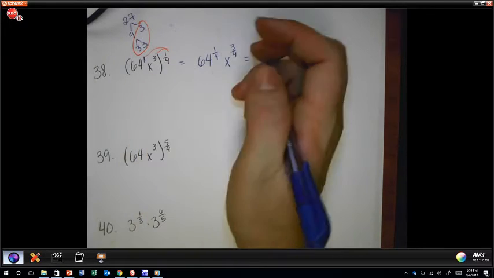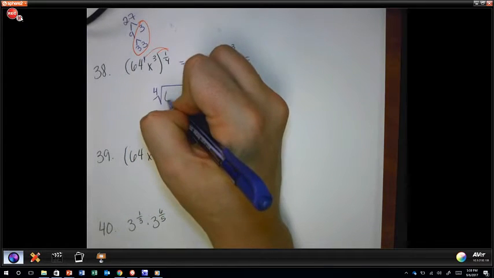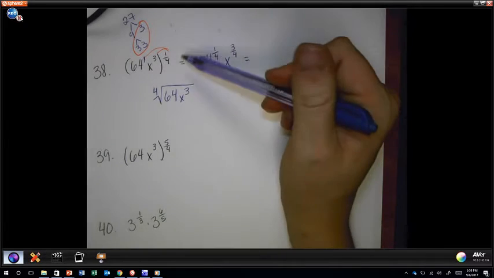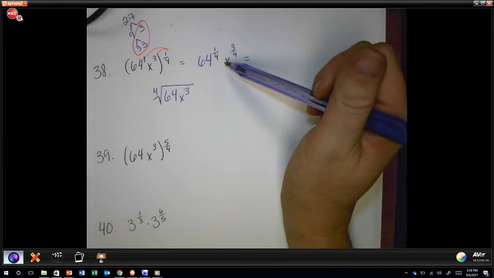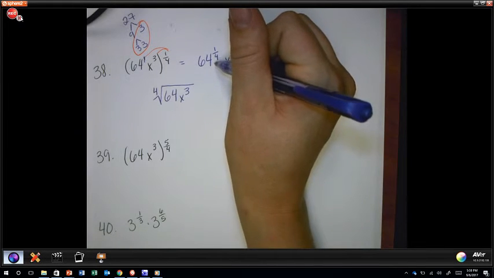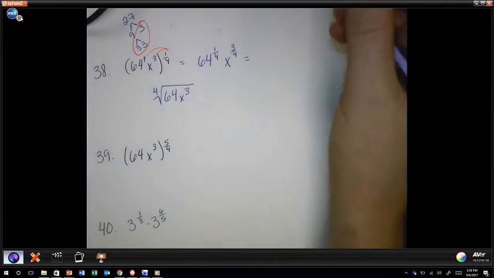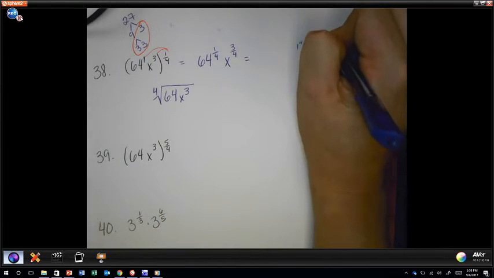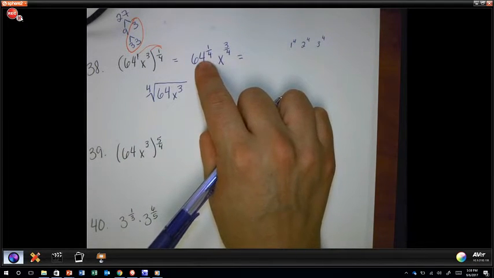Now, I could write this entire thing that's under the parentheses, in the parentheses, under the radical. Sometimes that helps when I'm taking factors out, and other times this way is easier. Let's think about this. 64 is not a perfect fourth. To find perfect fourths, we do 1 to the 4th, 2 to the 4th, 3 to the 4th, and so on. 64 is not a perfect fourth.